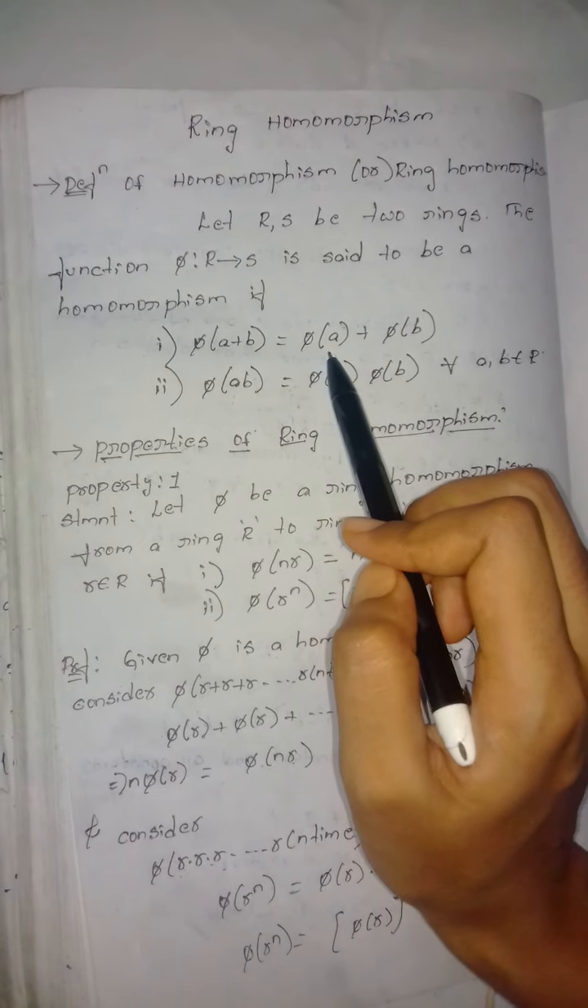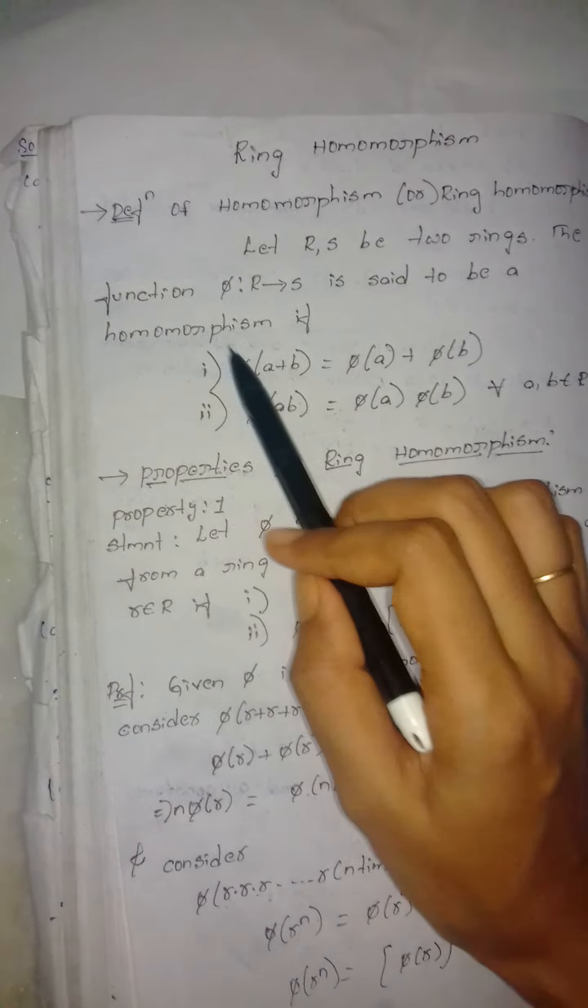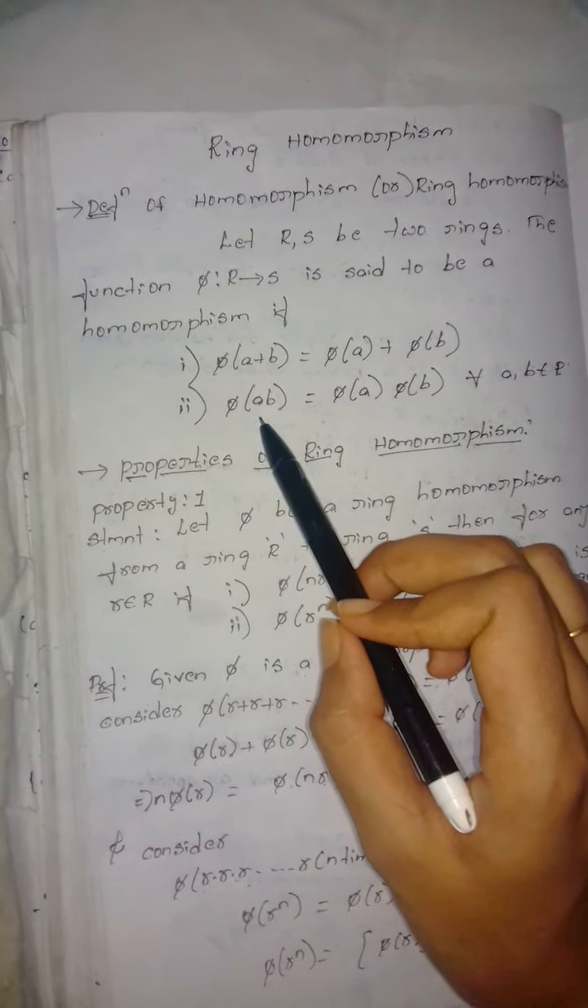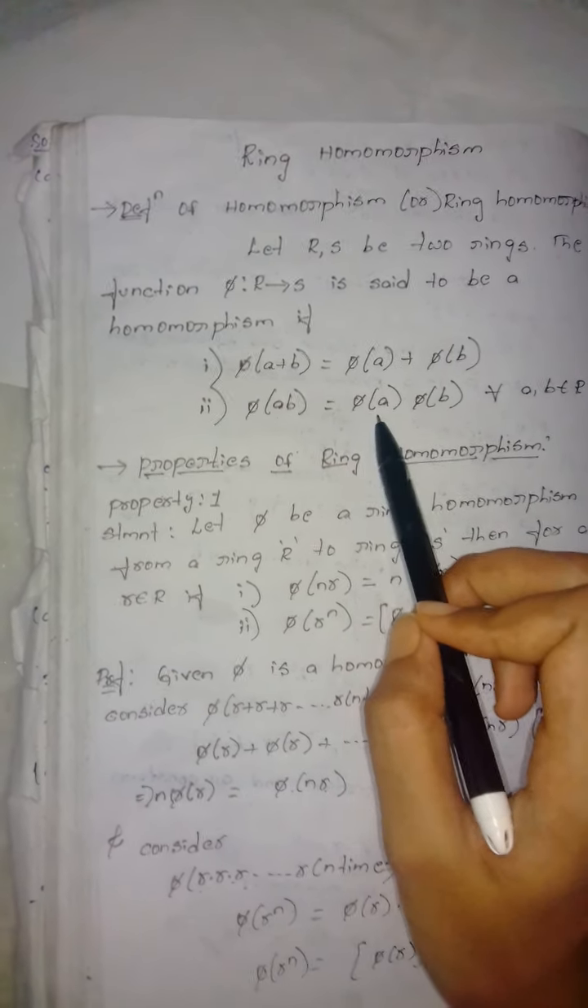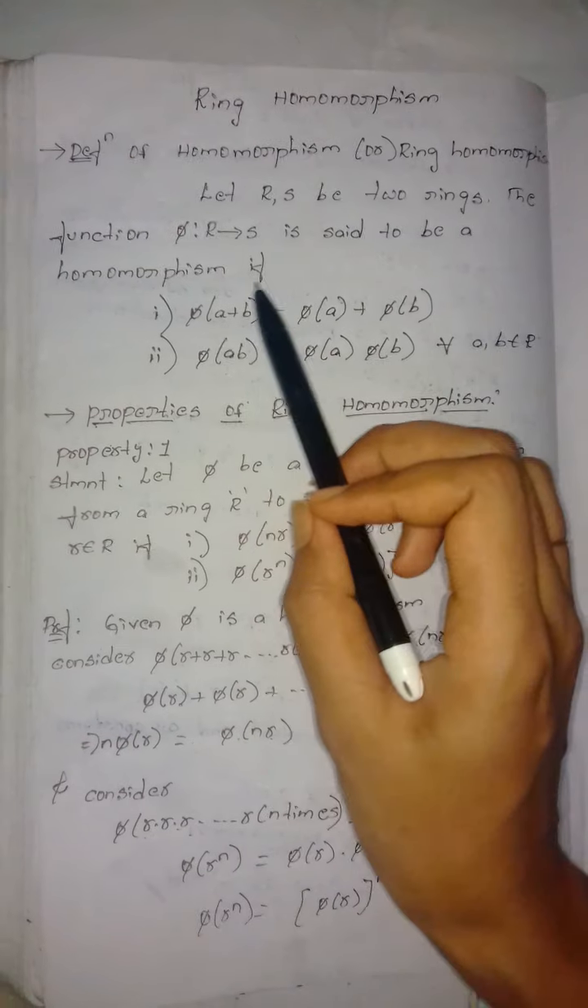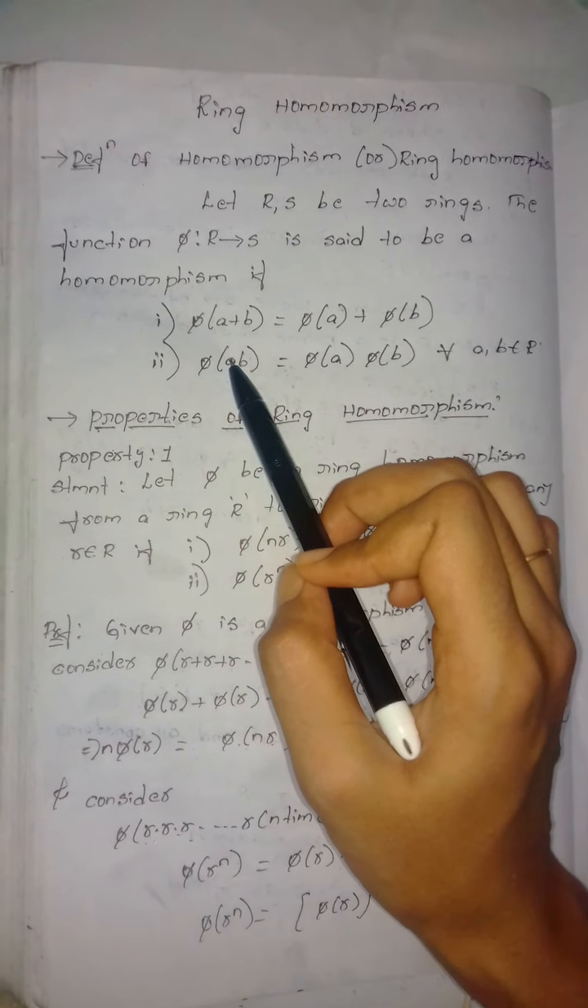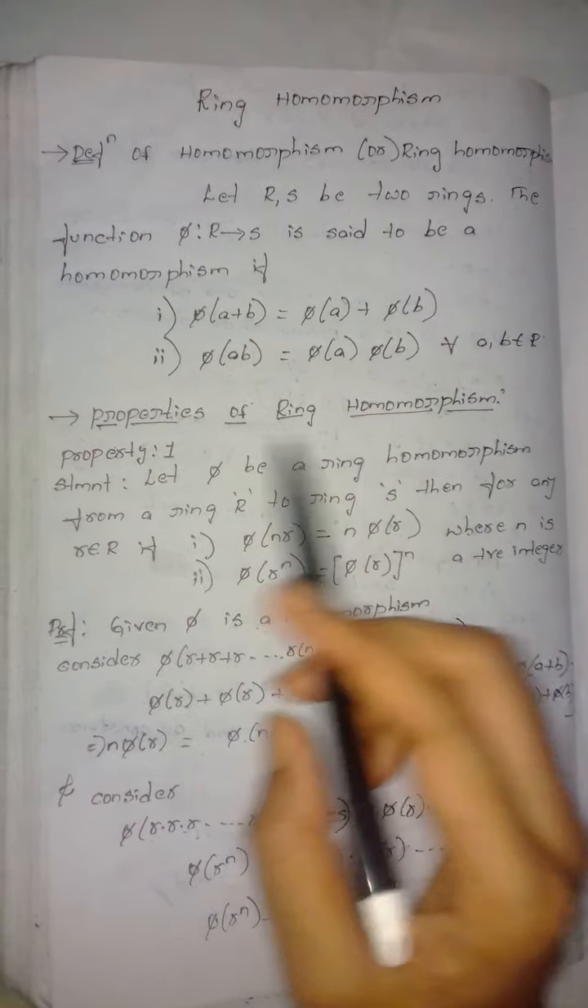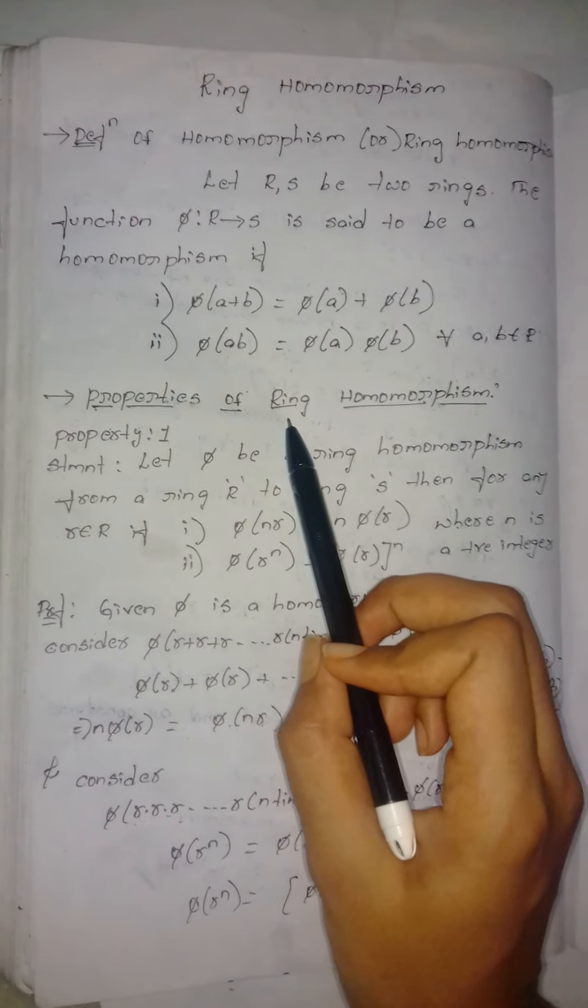The first condition is pi of A plus B equals pi of A plus pi of B. This is under addition. The second condition, pi of AB equals pi of A times pi of B. This is under multiplication. If these two conditions are satisfied, we can say it is a ring homomorphism. Next, properties of ring homomorphism.